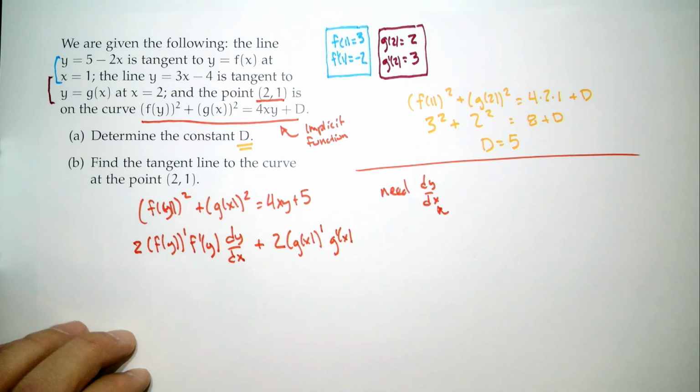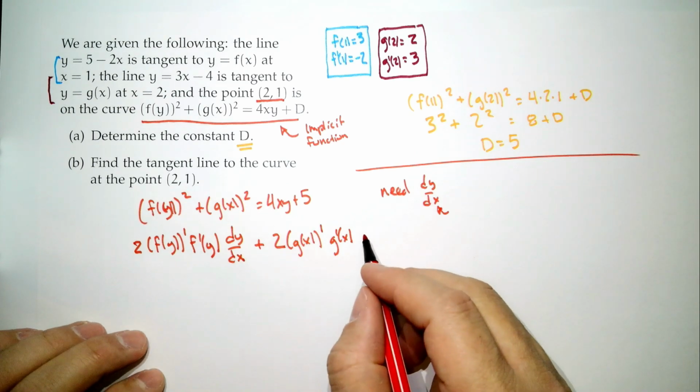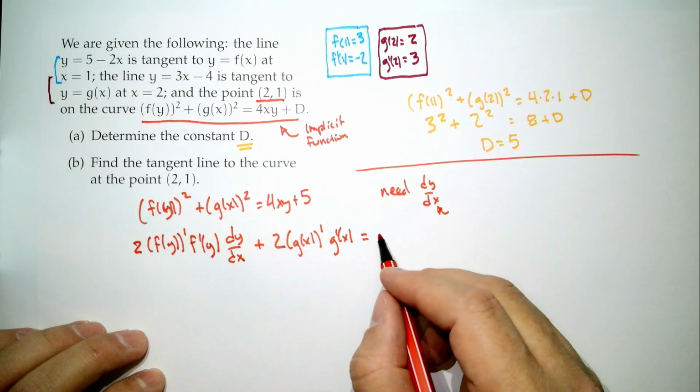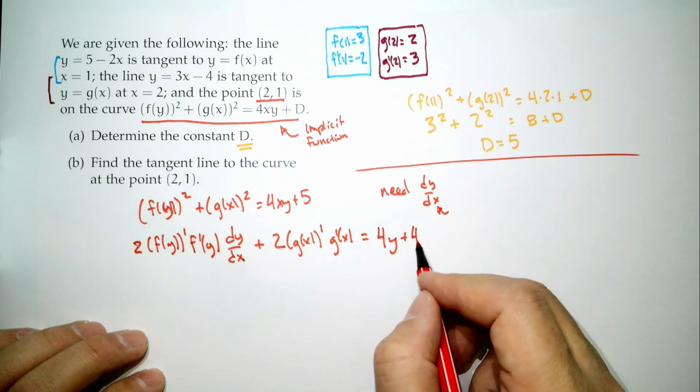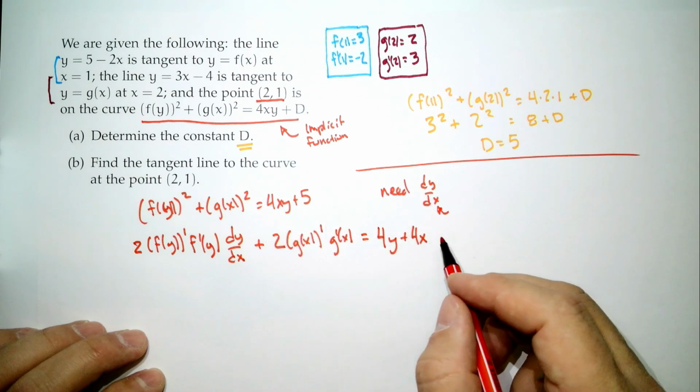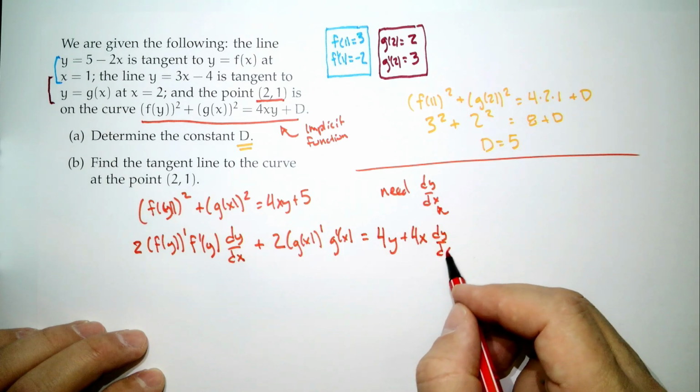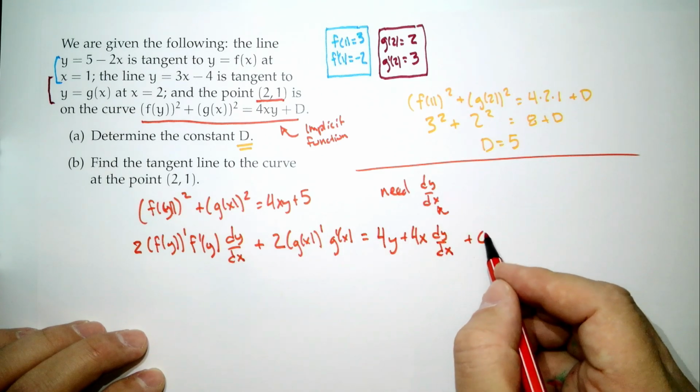And then you say, well, don't we need to take the derivative of the inside? Well, we could. The inside is x. The derivative of x with respect to x is 1. All right, equals. On the other side, we use the product rule. The derivative of x is 1, so we'll get 4y, then plus 4x times the derivative of y with respect to x, which is dy/dx, and the derivative of 5 is 0.